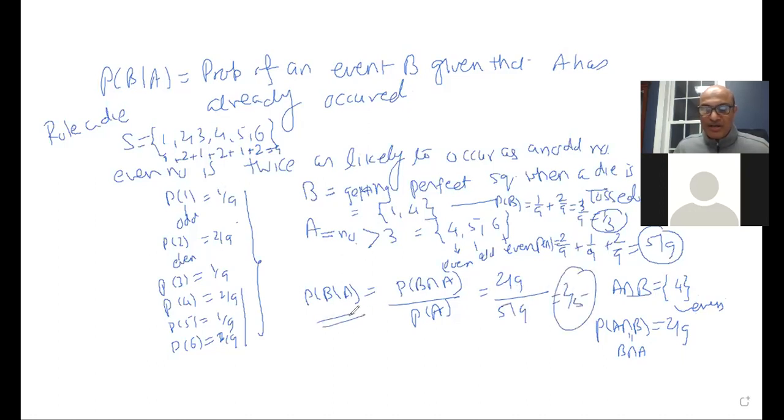So this is the probability of getting a perfect square when a die is tossed, given that your number must be greater than 3, that is 4, 5, and 6. So that's what we mean by this one. This is the example given to you. This is just an illustrative example, but this example gives information.